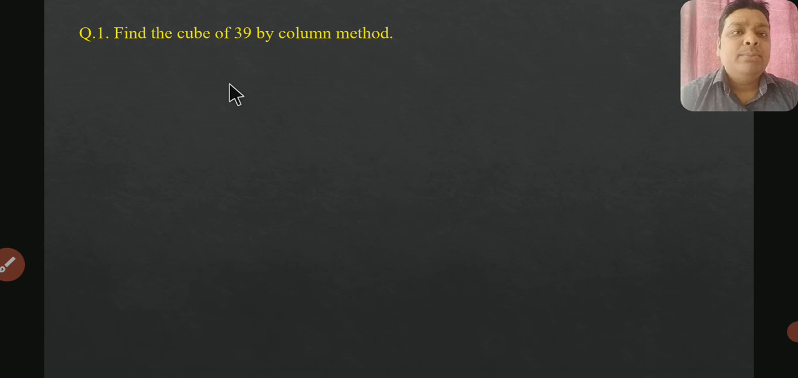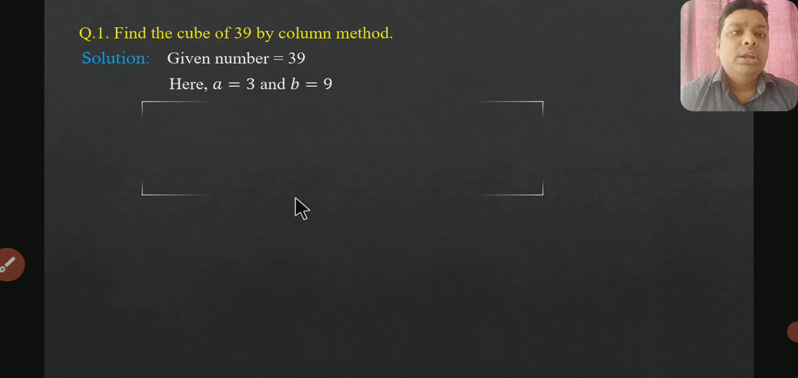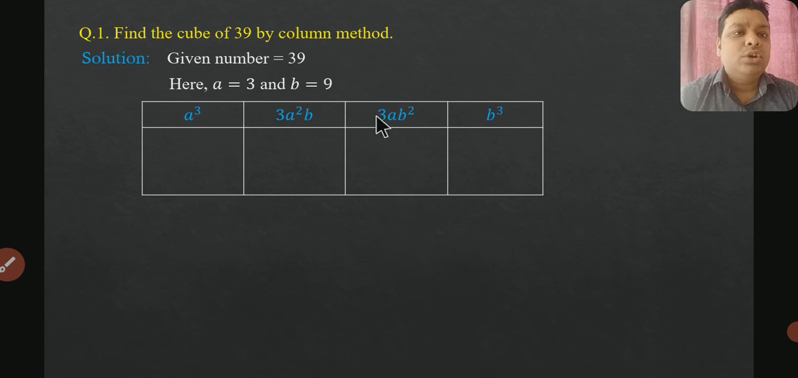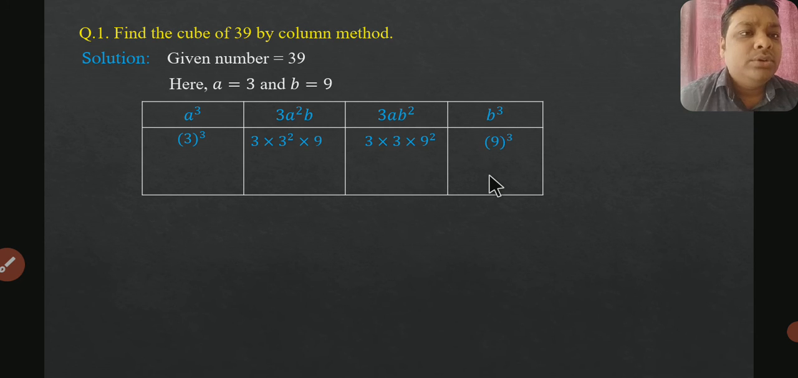Now we have to find the cube of 39 by the column method. The given number is 39, so the tens digit is the value of a and the unit digit is the value of b. Now we make columns like this: a cube, 3a square b, 3ab square, b cube. Now put the values: a cube is 3 cube, 3 into a square b means 3 into 3 square into b, and here 3 into a b square is 3 into 9 square, and b cube will be 9 cube. 9 cube will be 729. We will underline the unit digit, which is 9, and 72 will be carried forward.